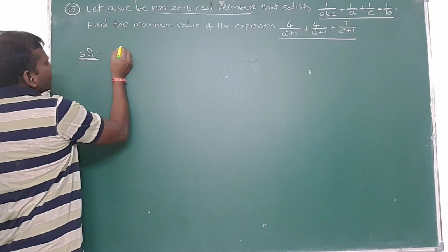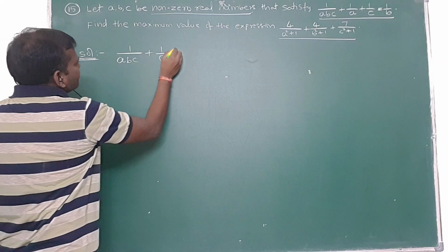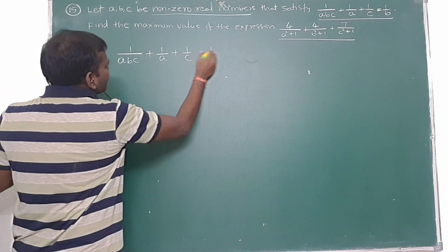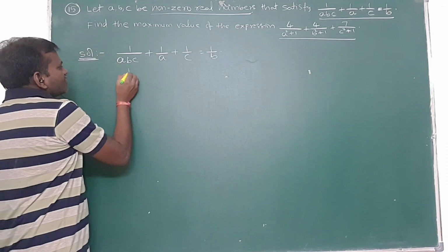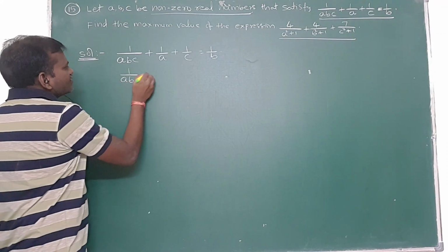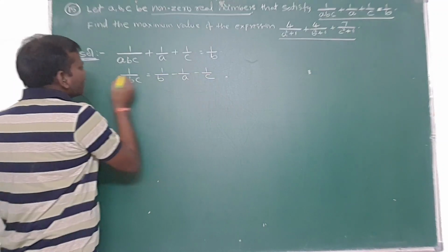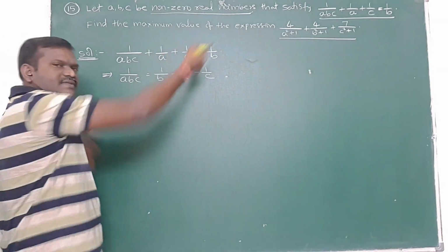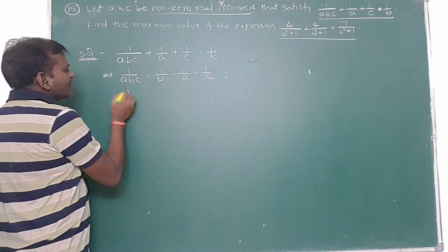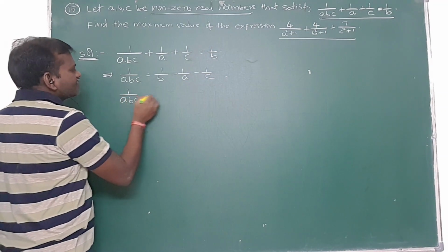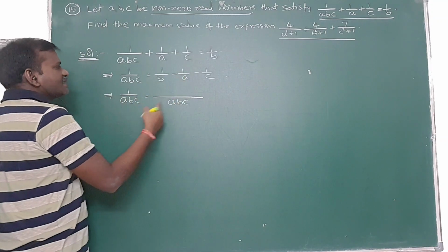So I am taking 1 by abc plus 1 by a plus 1 by c is equal to 1 by b. From this, 1 by abc is equal to 1 by b minus 1 by a minus 1 by c. I can write, am I right? These two are moved to the right hand side. Then if I take the LCM on the right hand side, abc is the LCM, since the denominators are b, a and c.